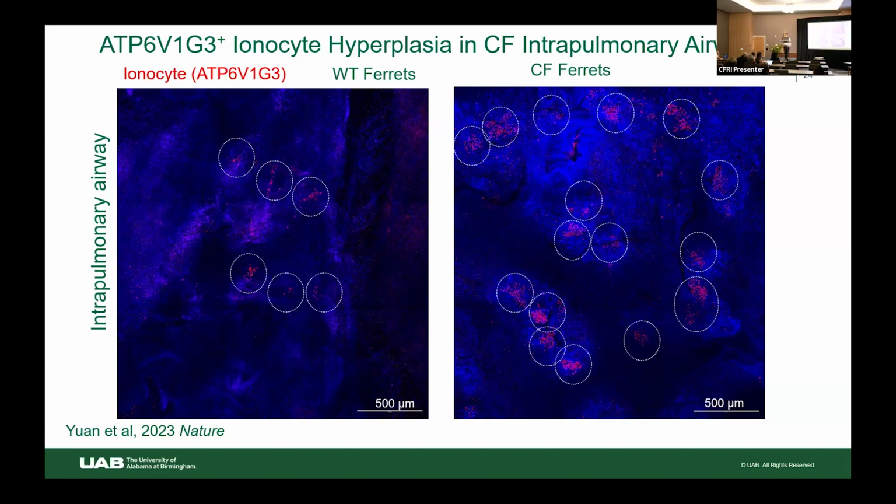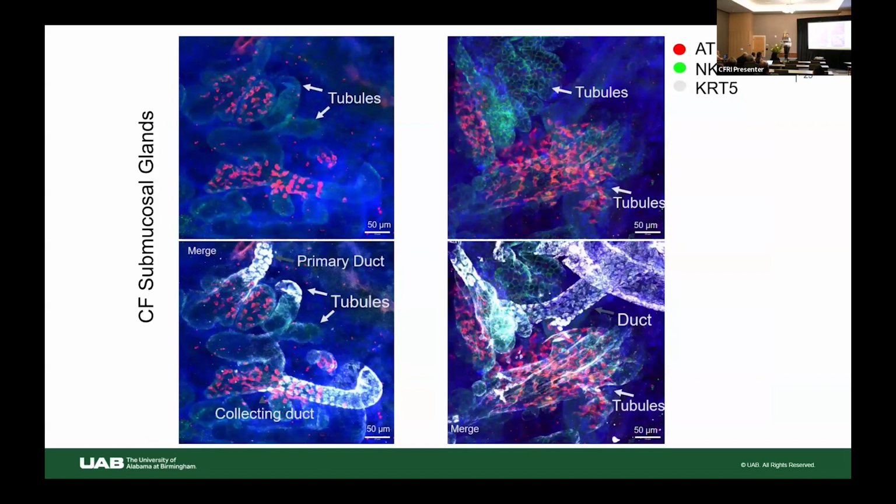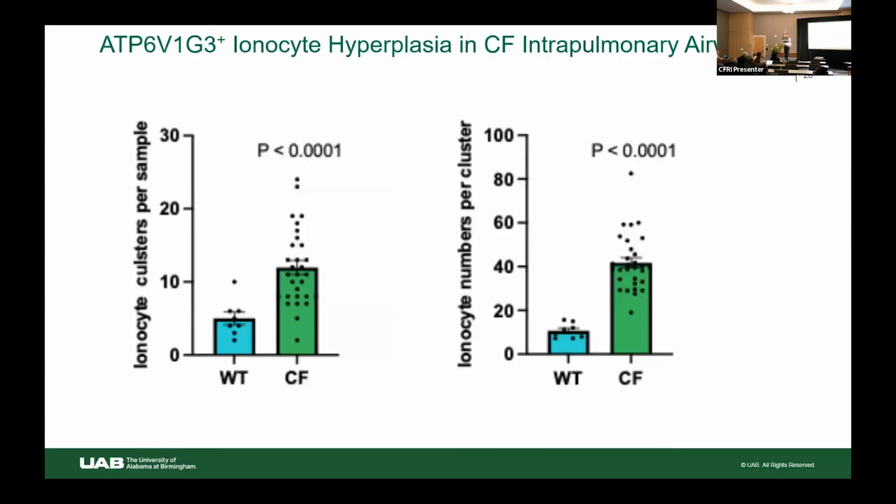Then we move into the high magnification image to check the ionocyte location specifically at CF submucosal glands. We found that those ATP6V1G3 ionocytes are present in those submucosal gland tubules and collecting ducts. Then by quantification, we found that in the CF group, the ATP6V1G3 ionocyte clusters are significantly expanded, and the ionocyte numbers are significantly expanded as well. So we conclude there's ionocyte hyperplasia in the CF intrapulmonary airway.